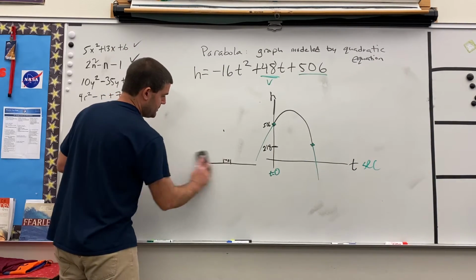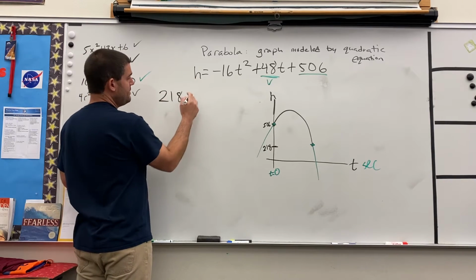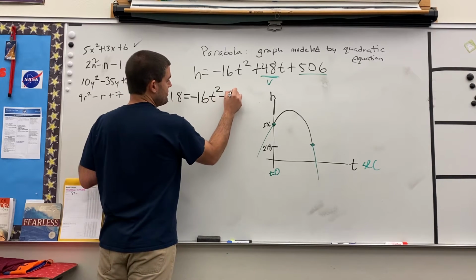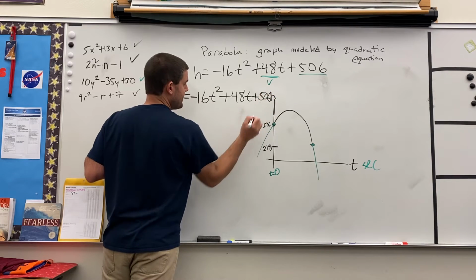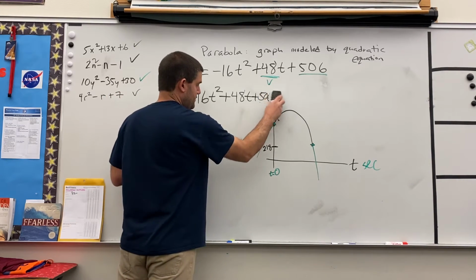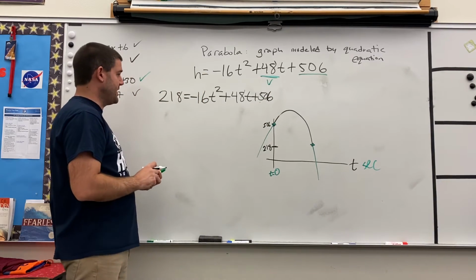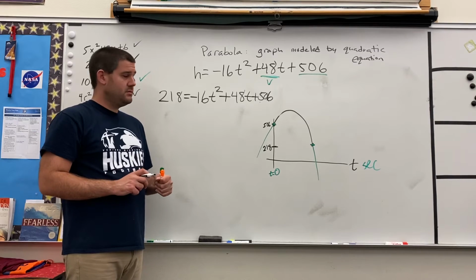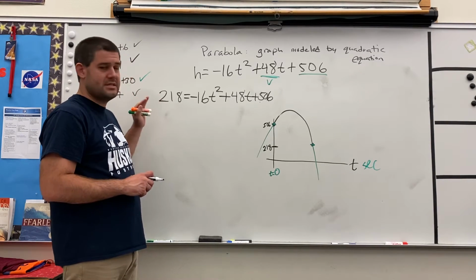Okay, so I need the space. 218 is going to go in for our height: height equals negative 16 t squared plus 48t plus 506. I need a bigger board. Plus 506. Get all of the stuff on one side. Get a zero, zero it out. Get 0 on one side.